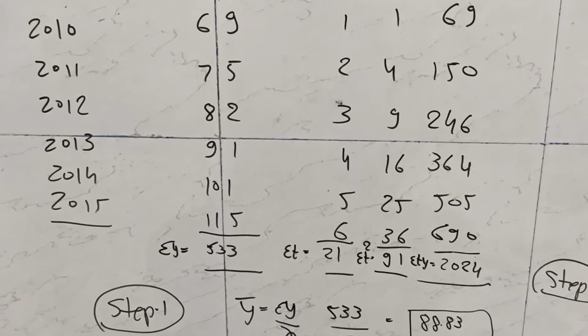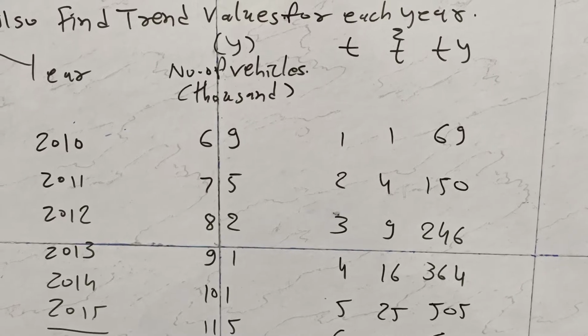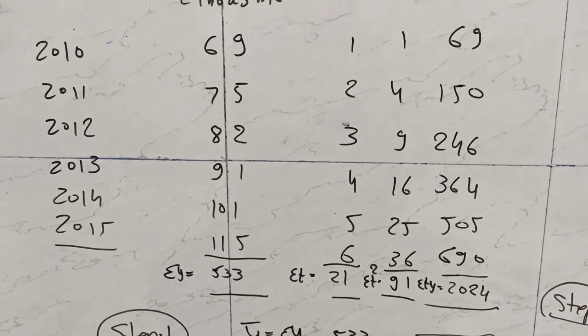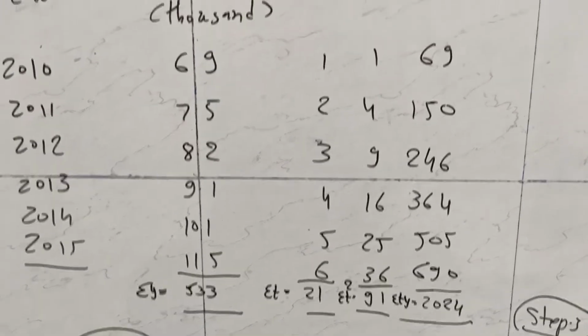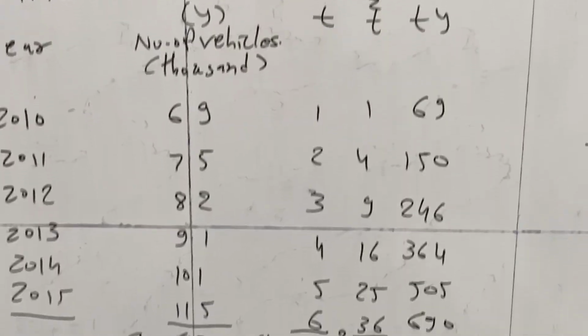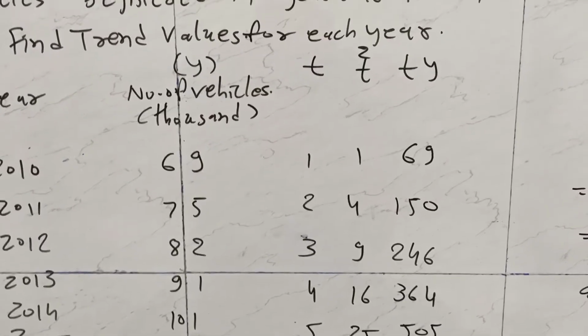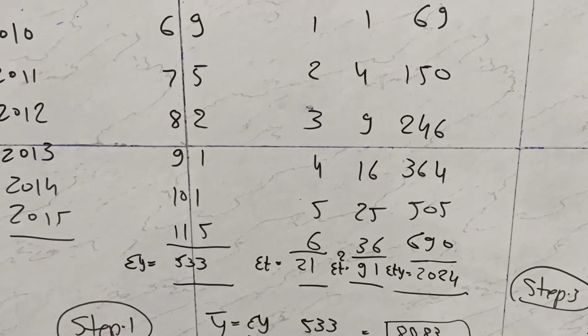At the end, the totals of all the 4 columns are taken. Total of y, sigma y, is 533. Total of t is called sigma t, 21. Total of t square is called sigma t square, 91. And total of ty is called sigma ty, 2024.